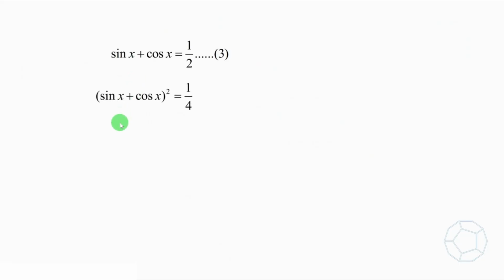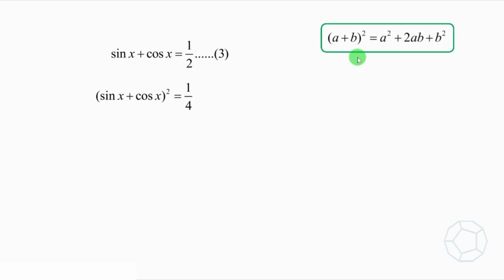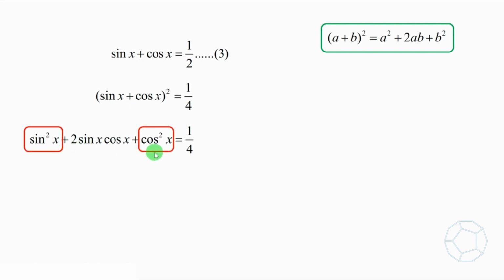Let's square both sides of equation 3. The left-hand side is a perfect square of the form a plus b whole square. Expanded, we have sine squared x plus 2 sine x cosine x plus cosine squared x. Using the square identity for the third time, then the equation is 2 sine x cosine x plus 1 is equal to 1 over 4. Now, we get the value of the product sine x times cosine x, which is negative 3 over 8. Let's call this equation 4.